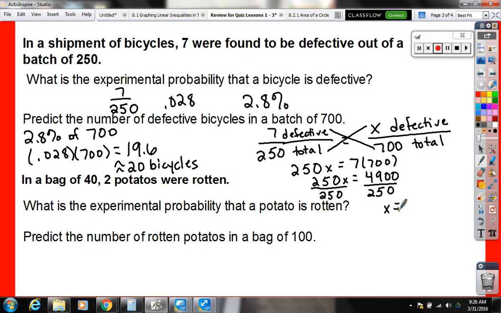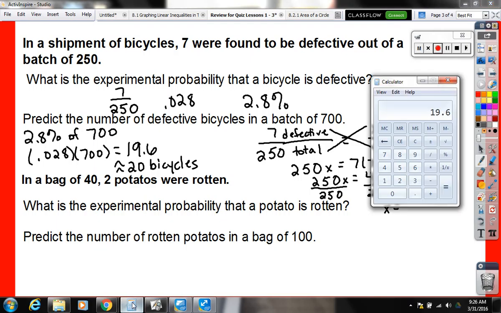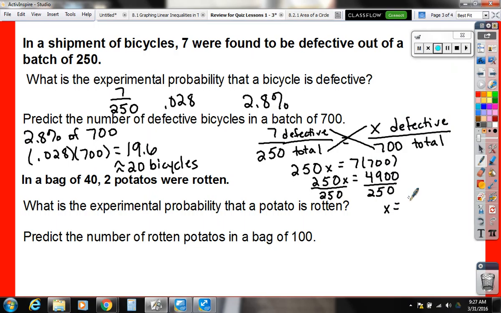And we get x equals 4,900 divided by 250 gives us, look, the exact same thing. So it doesn't matter which method we use, we're going to get the same answer. So 19.6, or again, we'd say about 20 bicycles. Okay, I want you to try the next one.